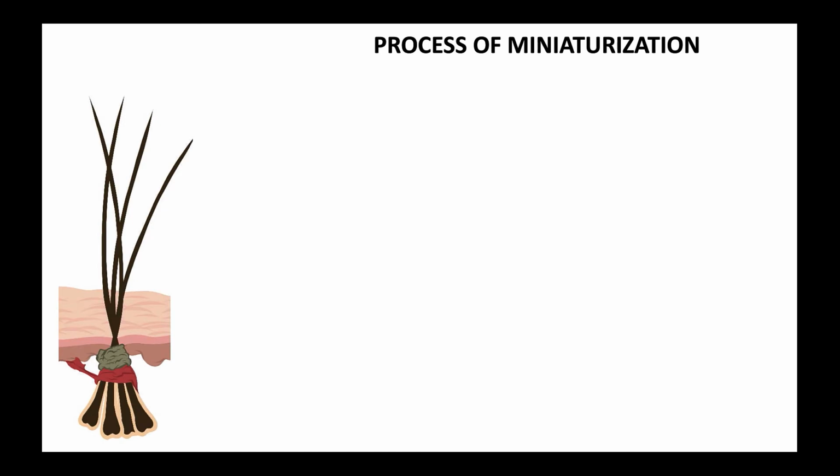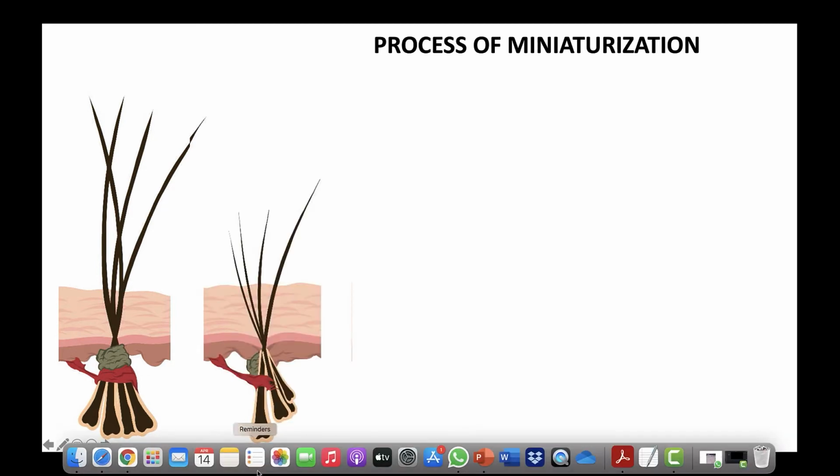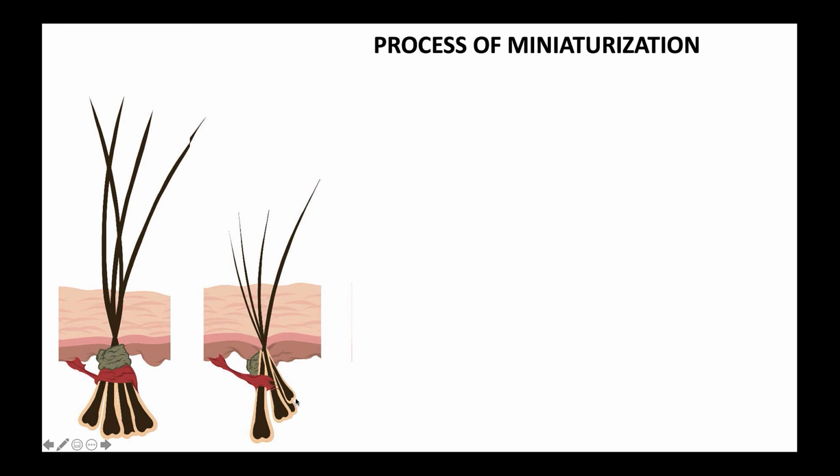So, how does the process of miniaturization occur? As I explained, in the multifollicular unit with the arrector pili, because of androgens the genetically susceptible hair follicle undergoes miniaturization. First, the hair follicle distal to the attachment of the arrector pili undergoes miniaturization, meaning thinning. They become shorter and the hair becomes thinner.